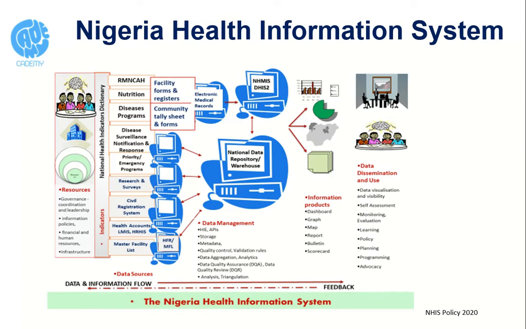In this course, we'll be focusing on describing data management on the basis of the Nigeria Health Information System Policy 2020. This figure you're seeing is drawn from the Nigeria Health Information System Policy document 2020, and it gives a summary overview of the Nigeria Health Information System and how it is managed, from resources to indicators, to sources of data, to the infrastructure for the management, and then the data management itself.